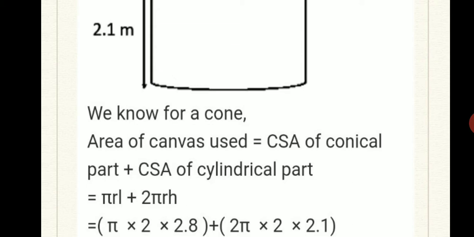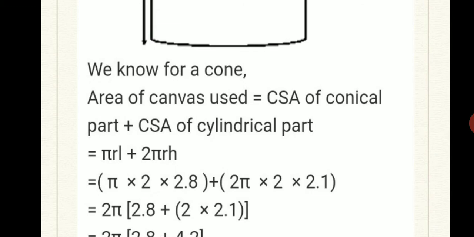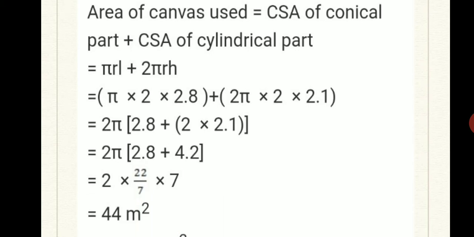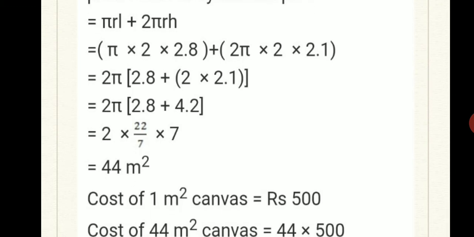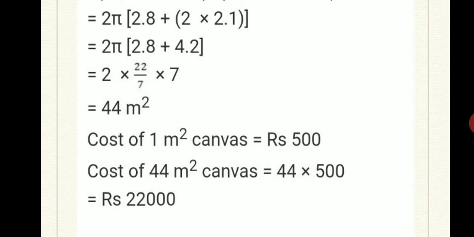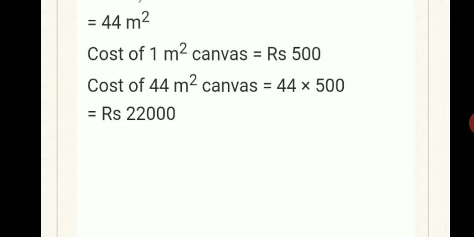Now keeping the value of r and h and also l, we are getting pi multiplied by 2 multiplied by 2.8 plus 2 pi multiplied by 2 multiplied by 2.1. Now taking 2 pi common, then into bracket 2.8 plus 2.1. So it will be 2 pi multiplied by 7, then 2 multiplied by 22 upon 7 multiplied by 7. So answer will be 44 meter square. Cost of 1 meter square canvas equals rupees 500. Therefore cost of 44 meter square canvas equals 44 multiplied by 500. So total cost will be rupees 22,000.